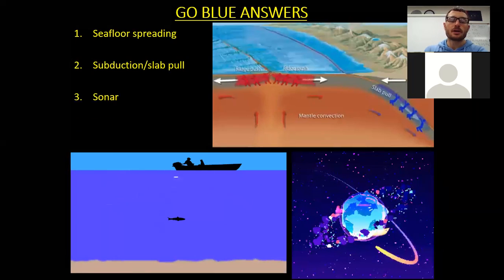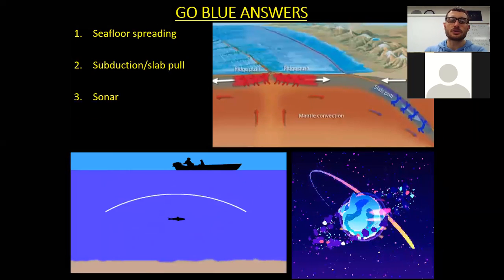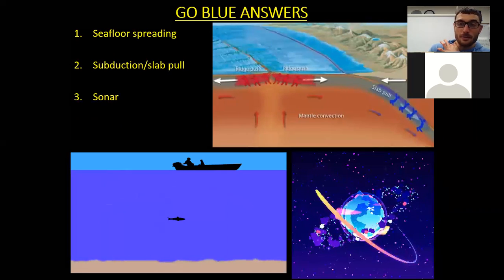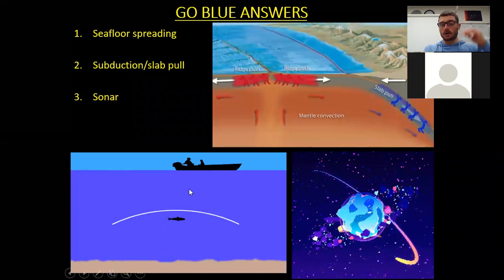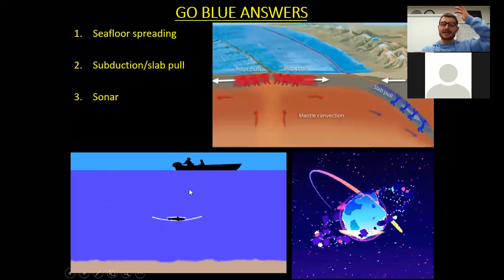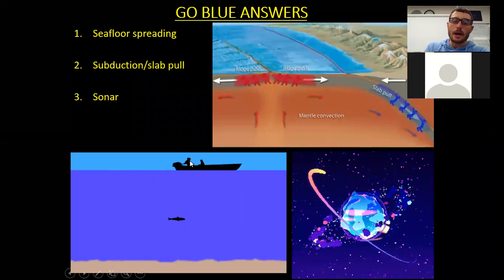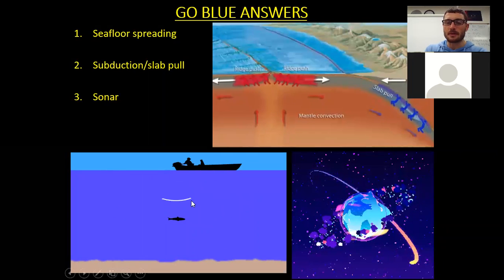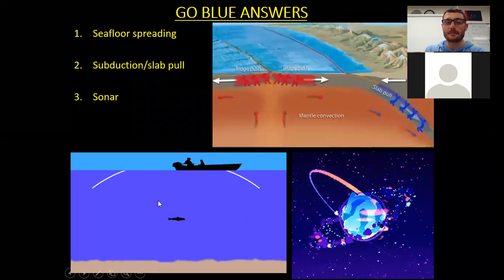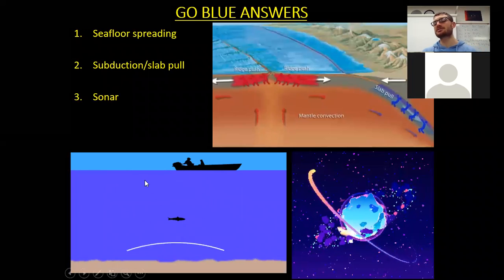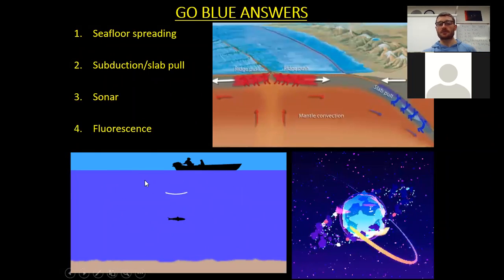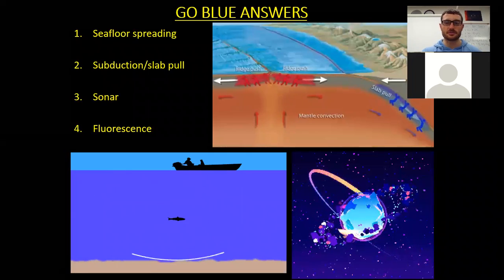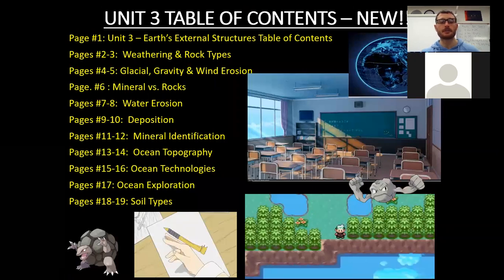Number 3, the technology used to read the ocean floor with sound waves is what we call sonar. You can see it right here. A boat releases those sound waves from the bottom of it and scans whatever is beneath it. And then lastly, what is glow in the dark? The word for that is fluorescence or fluorescent.